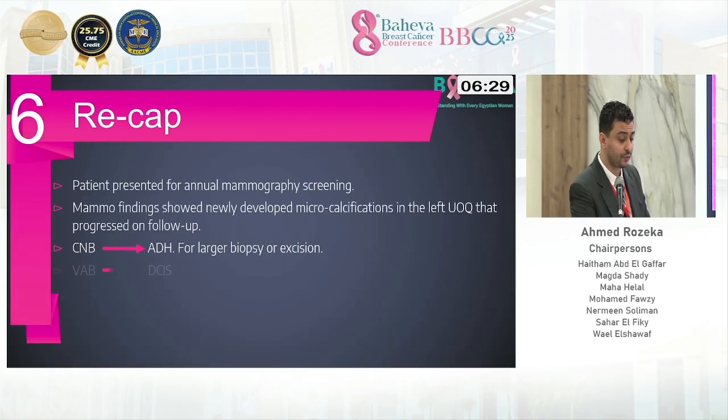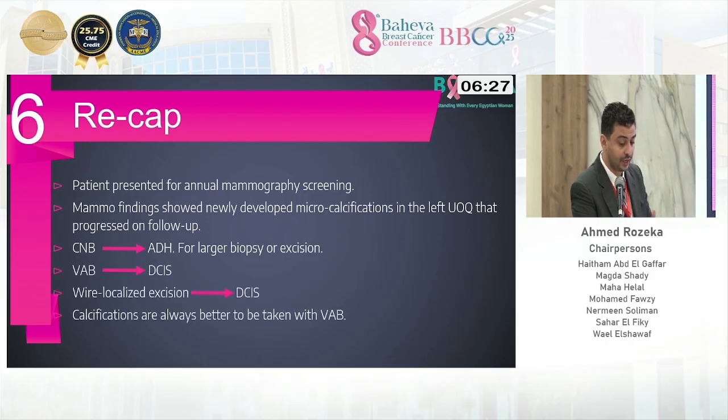Just to recap, the patient came for annual mammography, and she had developing microcalcifications. The coordinated biopsy turned out to be ADH for larger biopsy, the VAP DCIS, and also confirmed by the wire localization. Obviously, we can't leave the DCIS. So again, calcification is always better taken with VAP.